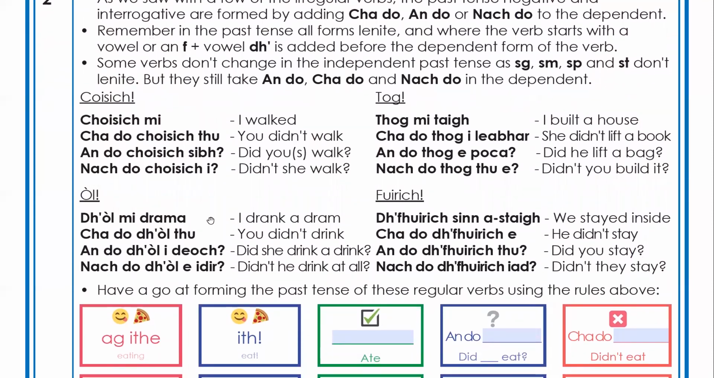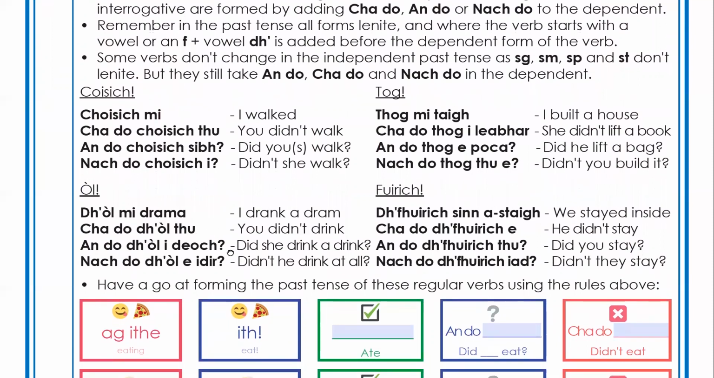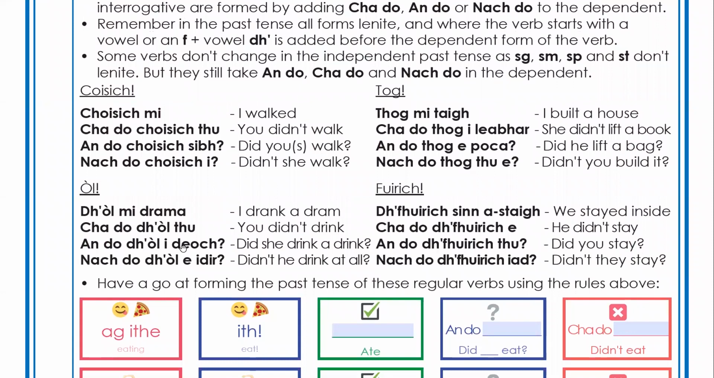Gall me drama. I drank a dram. Chade gall u. You didn't drink. And the gall I joch. Did she drink a drink? Nach the gall itir. Didn't he drink at all?